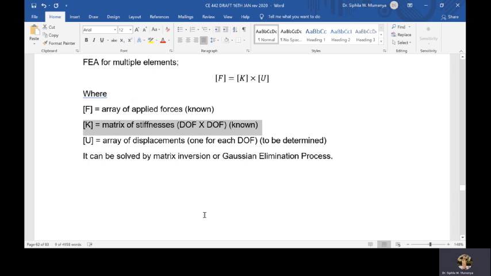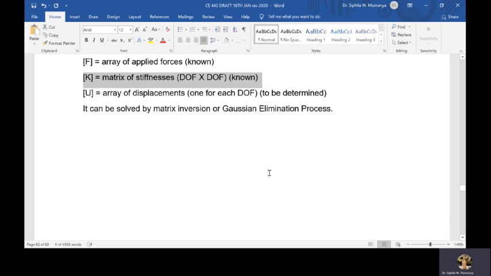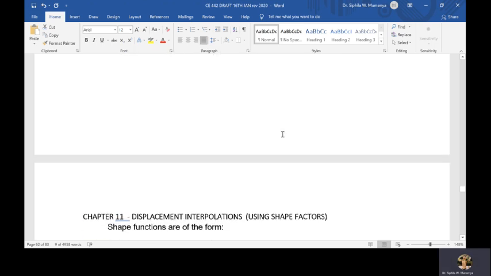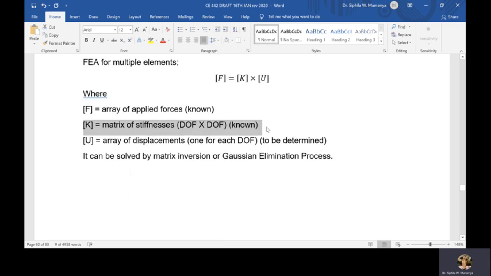U is the array of displacements, one for each degree of freedom, to be determined, and it can be solved by matrix inversion or the Gaussian elimination process. So we look at the next step from there. This was just to remind you of what you've already gone through in your other course, and we shall look at that in our next lesson. Thank you.